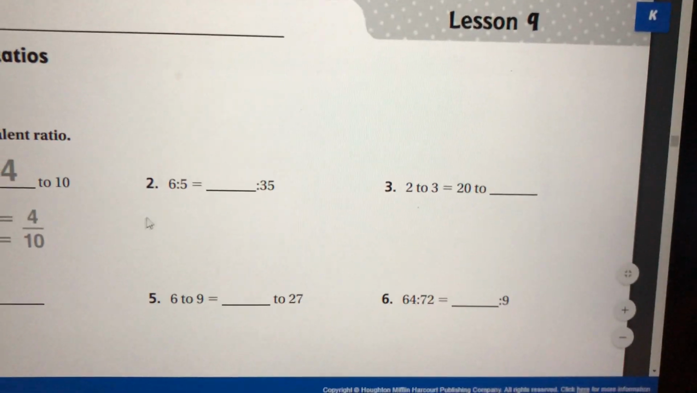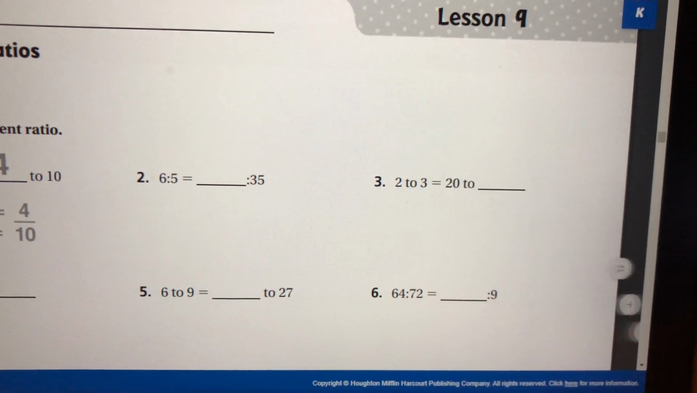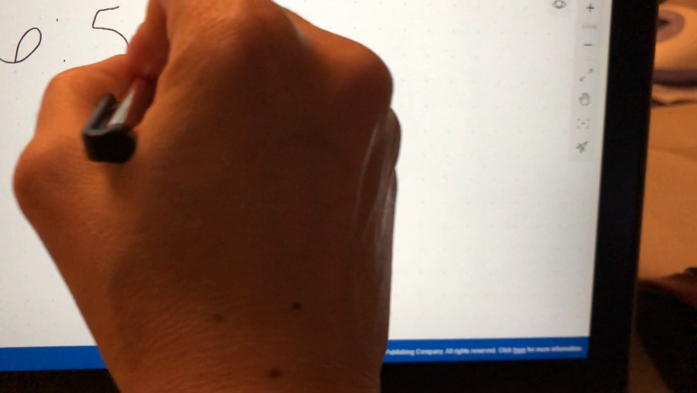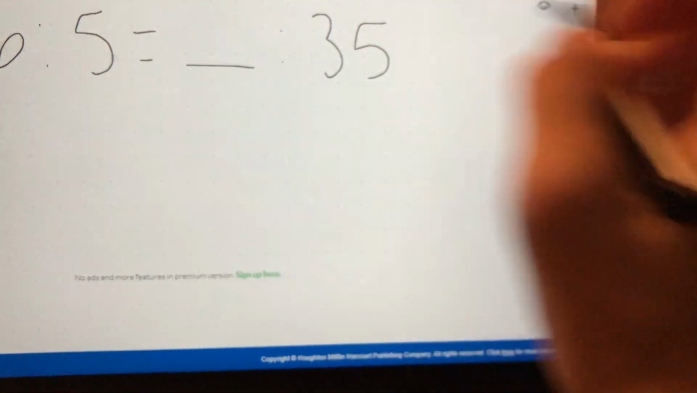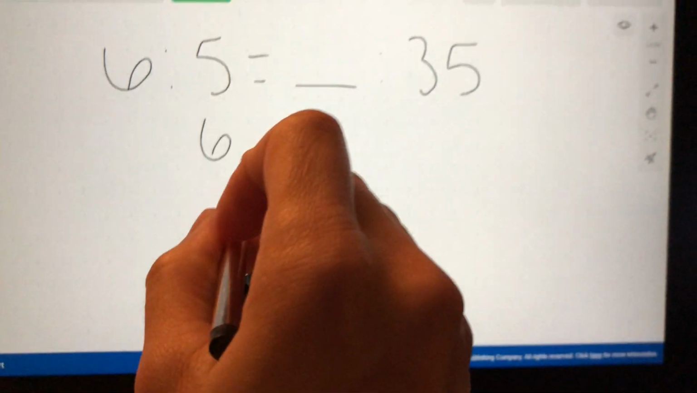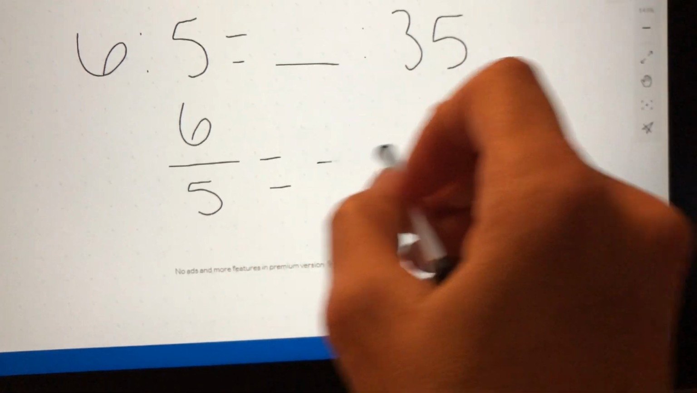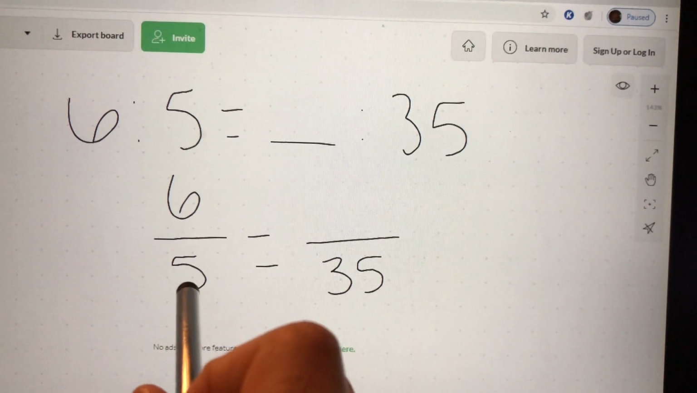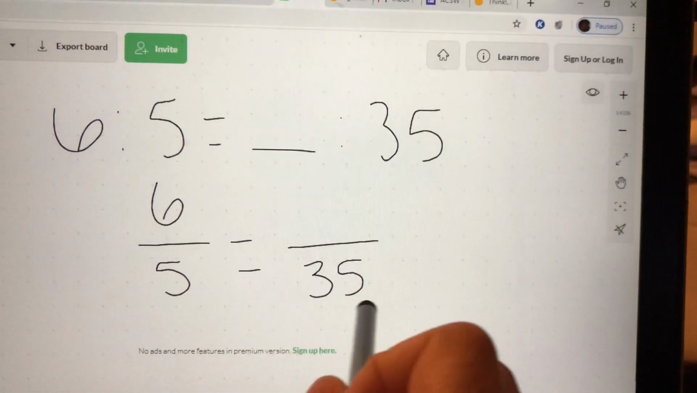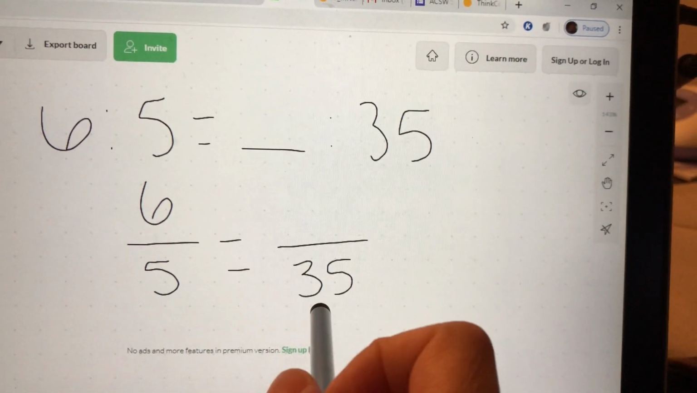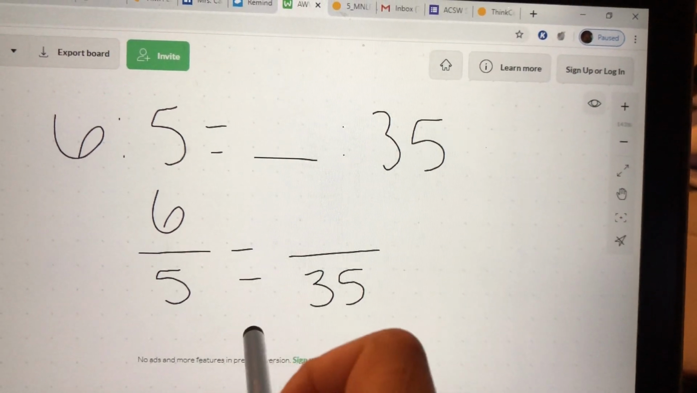Now let's do number 2. Okay, 6 to 5 equals blank to 35. So we're going to write it as fractions. Now in this case, we're going from a smaller number to a bigger number. So we are multiplying here. You want to make sure that you're on the lookout to see if we're increasing in value or decreasing, so you know what operation to perform.